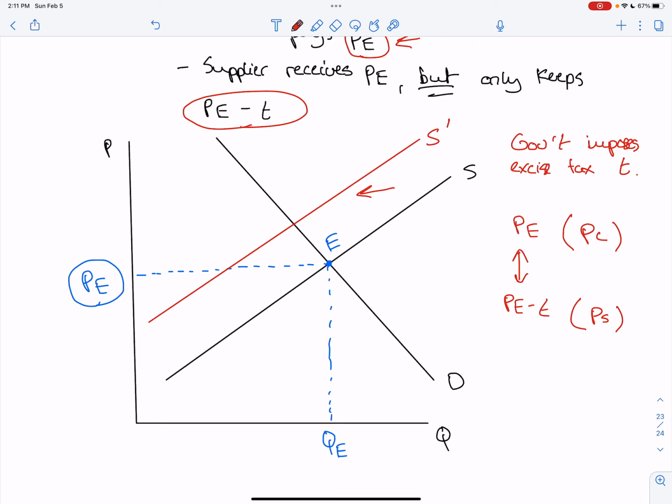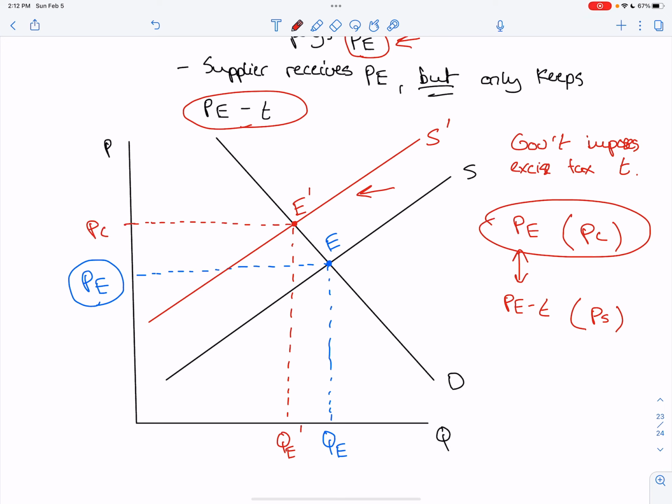So S prime is our new supply curve. Okay, what is the new equilibrium point? This here will be our new equilibrium point. This will be our new equilibrium quantity. And of course, our new equilibrium price is going to be here, but we're going to call it, as we said over here, our consumer price. Okay, we're going to call that PC.